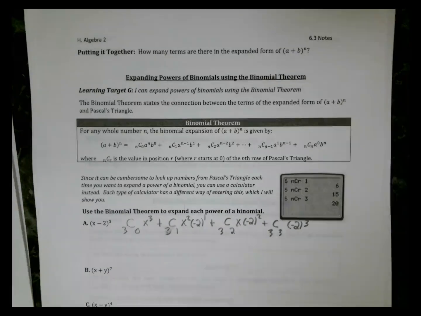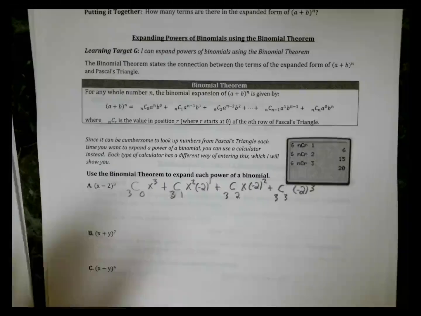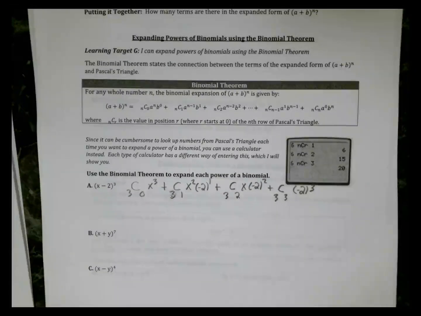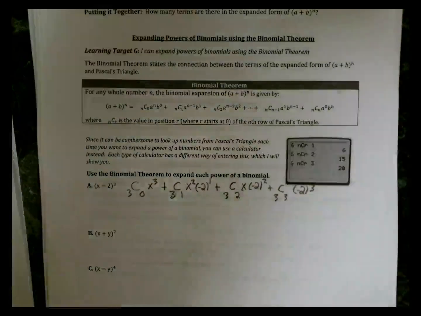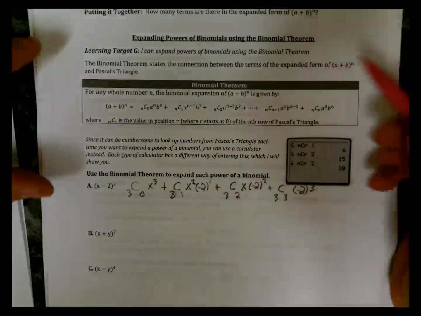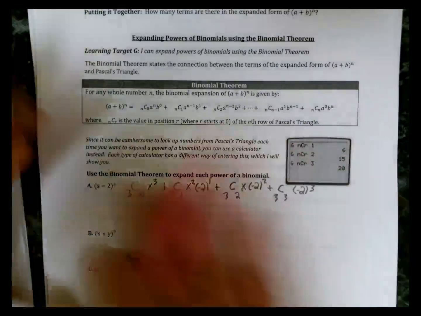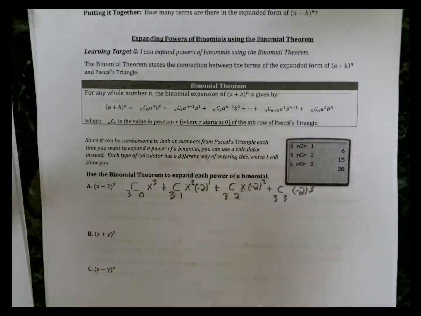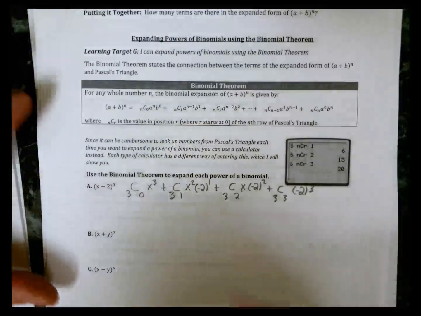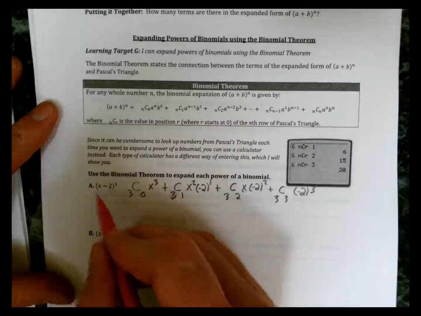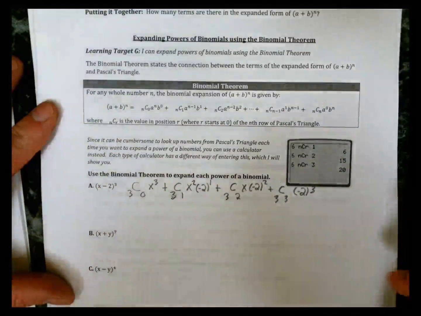All right, we're gonna do a video based on just the third page here, and the first problem on the other page. I want to show you this note. We should be able to expand binomials now that aren't just a plus b. We'll have terms that represent a, like x, and terms that represent b, like -2.